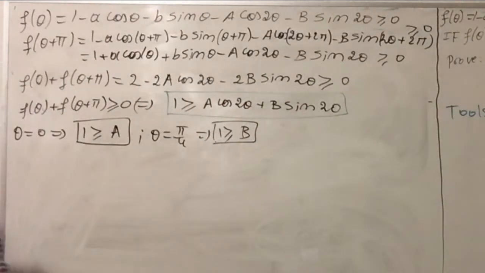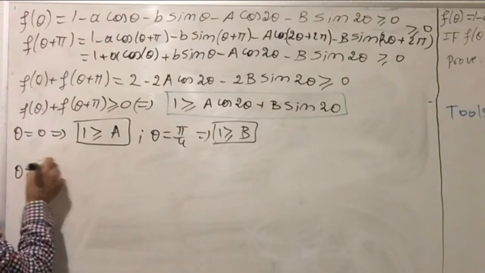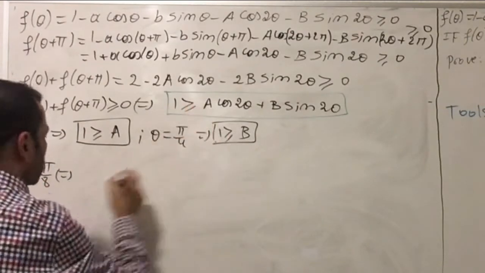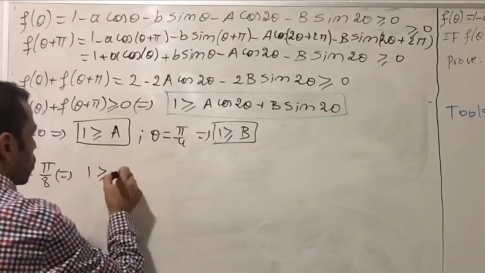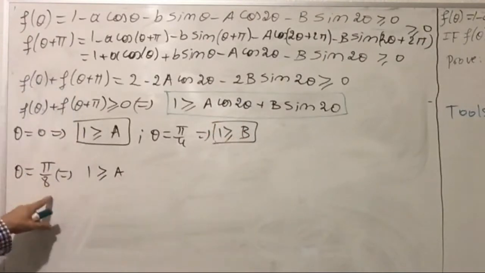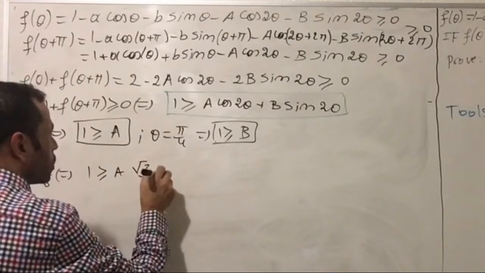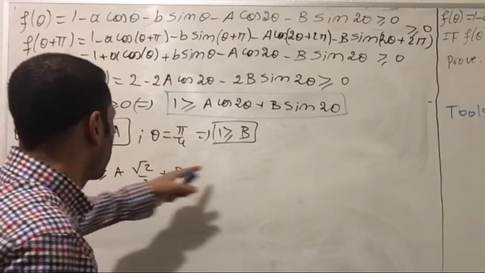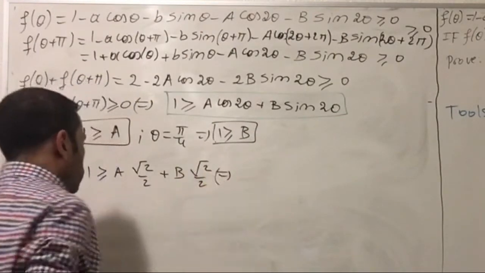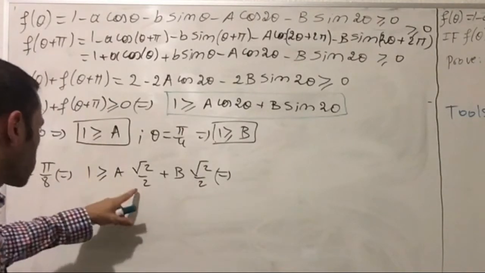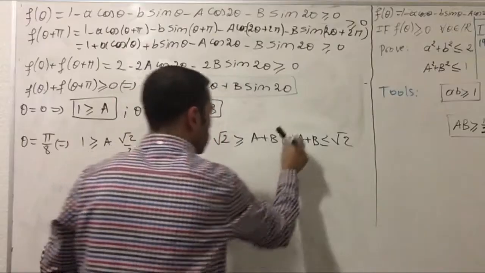So I'm going to put theta equal to pi over 8 to see what this inequality gives us. Now I'm working on this inequality. So 1 superior or equal to A cosine of pi over 8, equal to cosine pi over 4, which is square root 2 over 2. The same thing with the sine, because sine of pi over 4 equals cosine pi over 4. So this is equivalent. What I'm going to do now is multiply both sides by square root 2 over 2. This is very important also.